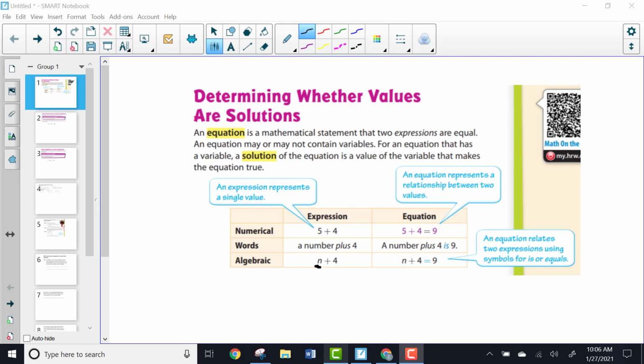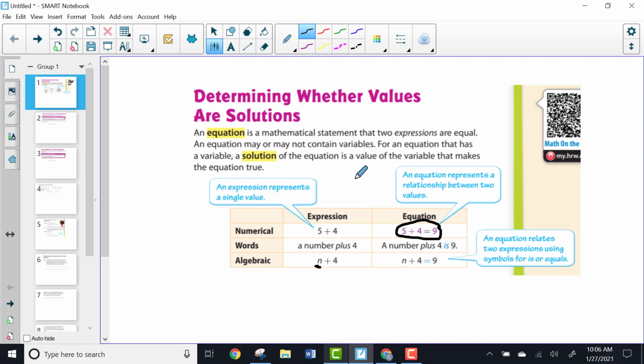Now before we get into today's lesson, we want to go over a few things that we talked about yesterday, the previous lesson. So, what is an equation? An equation is a mathematical statement that two expressions are equal. So we're taking a look at an equation here: 5 plus 4 equals 9. You can see the relationship of 5 and 4 is also equal to 9 when you add them together.